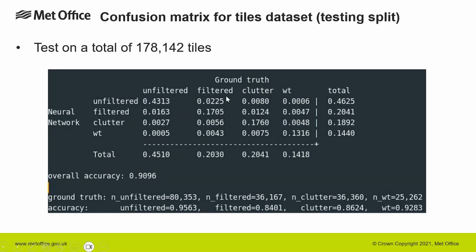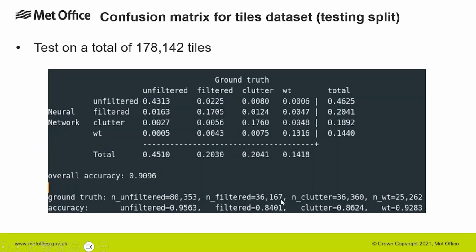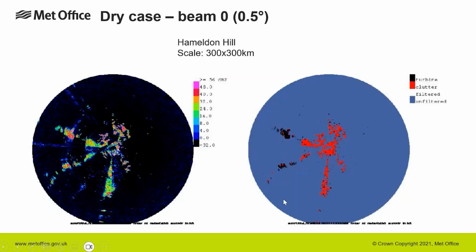of the data set. So it's doing quite well. The overall accuracy for each class is shown down here: 95%, 84%, 86, and 92. So these don't look amazing, but it actually works quite well on real data.